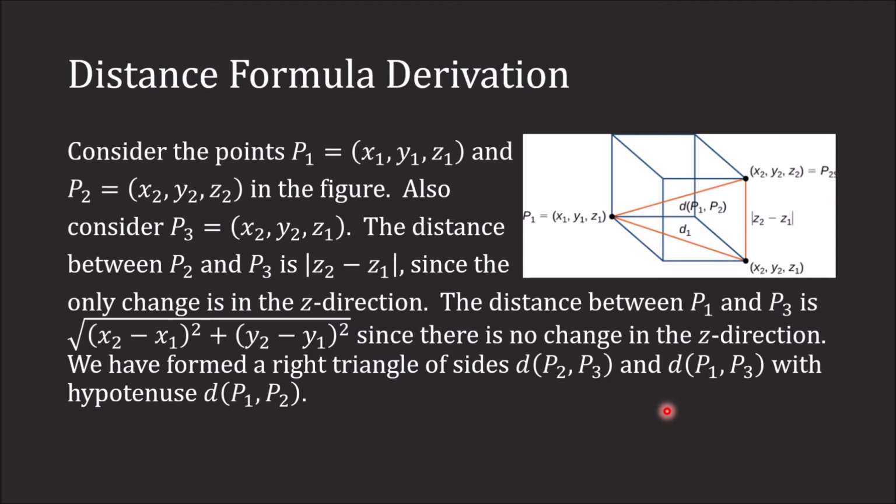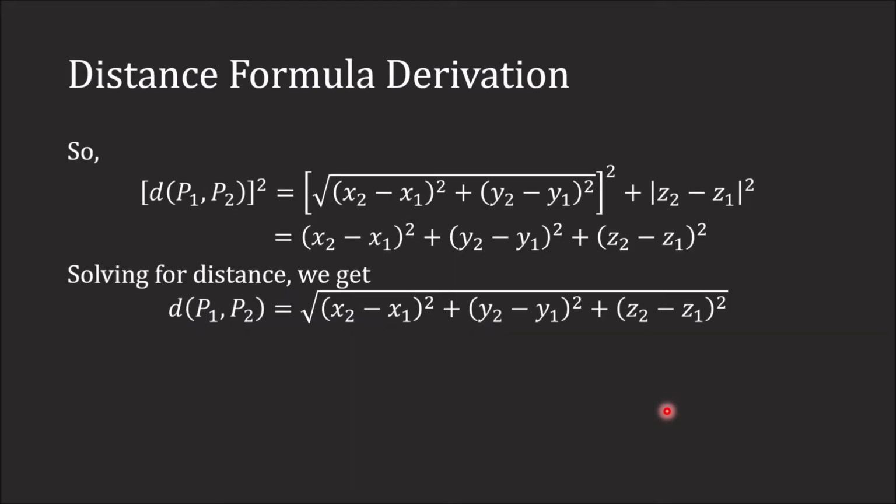Well, in that case, we can use the Pythagorean theorem. The distance between P1 and P2 squared is the distance between P1 and P3 squared plus the distance between P2 and P3 squared. So squaring a square root gets rid of the square root. We're left with x2 minus x1 quantity squared plus y2 minus y1 quantity squared.